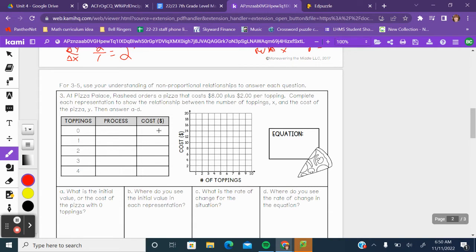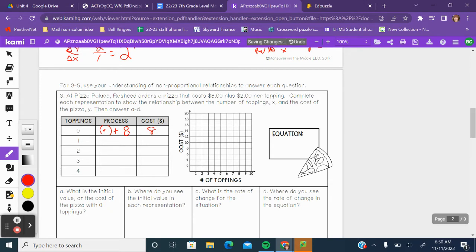Okay, so let's look at this here. At a pizza place, Rashid orders a pizza and it costs $8 plus $2 per topping. Complete the representation to show the relationship between the number of toppings and the cost. Well, if I get 0 toppings, it's 0, okay? But I still have $8. So my cost would be $8, okay?